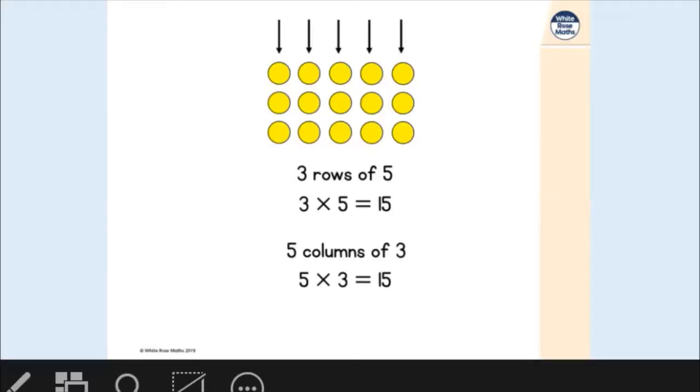So we can see 3 times 5 is equal to 5 times 3. And that's called commutativity. Multiplication, the 2 numbers we're multiplying, we can do them in either order. 3 times 5, 5 times 3, it will get the same answer of 15.